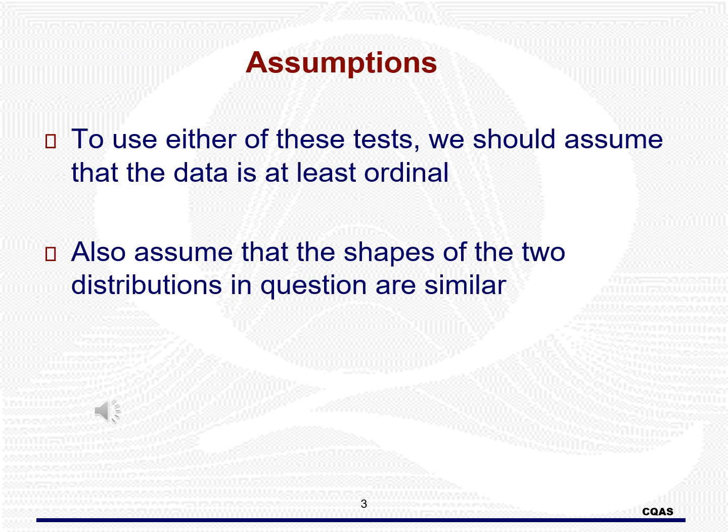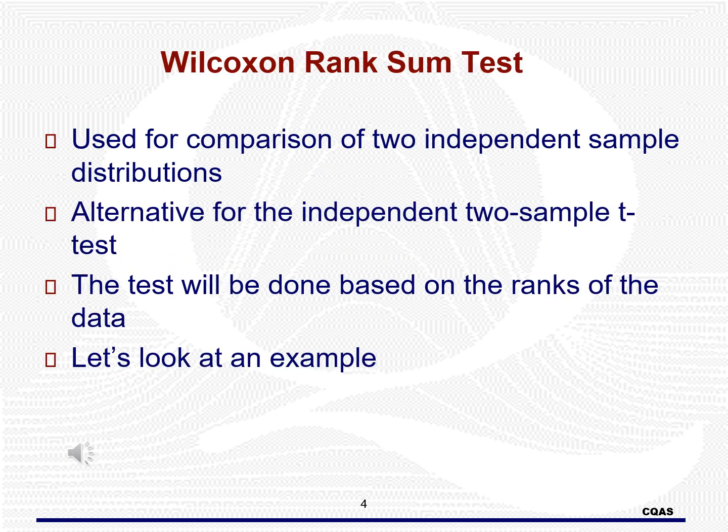For these tests to work, we need to assume at least that the data is ordinal. Most of the time it will probably be continuous. Also, we need to assume that the shapes of both distributions are similar in nature. Let's start with the Wilcoxon rank sum test. The Wilcoxon rank sum (WRS) test is used for comparison of two independent sample distributions. It is an alternative for the independent two-sample t-test. The test will be done based on the ranks of the data.